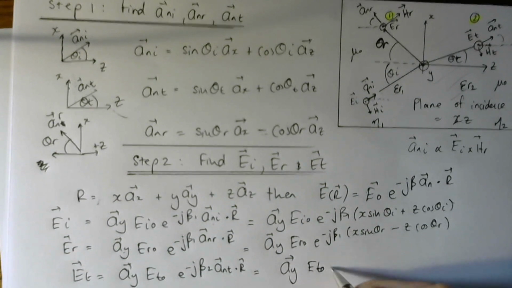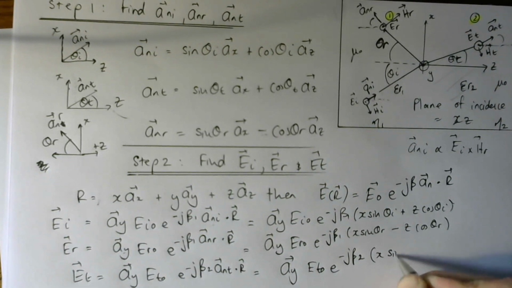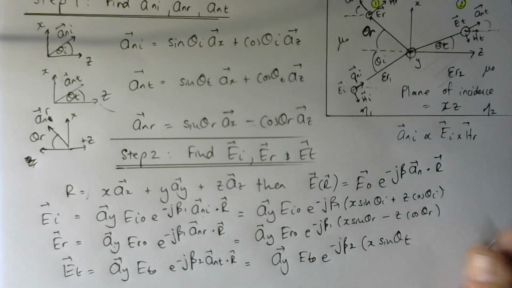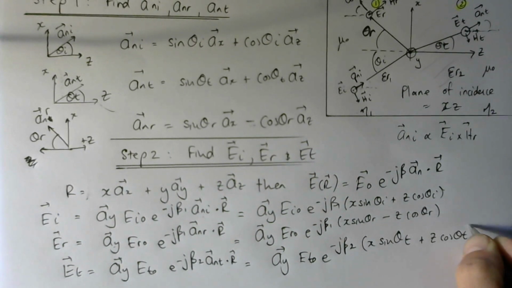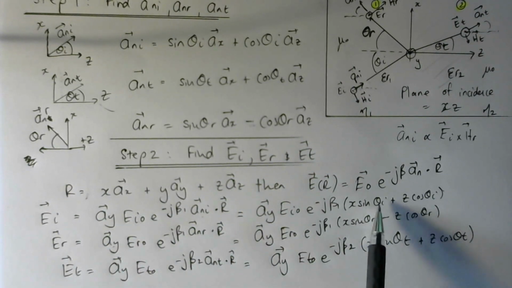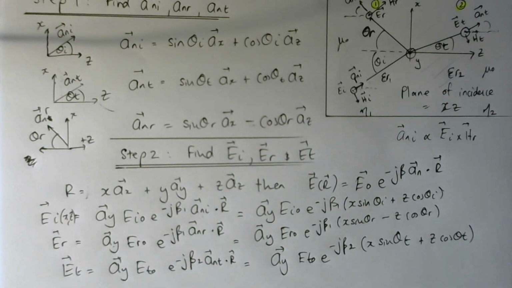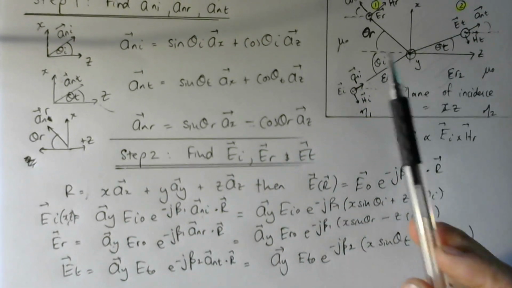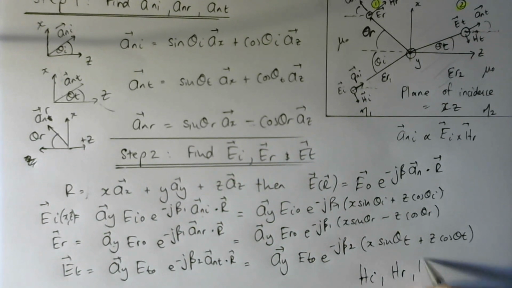to the minus j beta 2 x sine theta t plus z cos theta t. Okay. Now I have my electric fields expressed, well, they are obviously functions of x and z, expressed in terms of my angles, theta i, theta t, and theta r. Okay. One part of the fight is over. Let's figure out now what is H_i, H_r, and H_t.